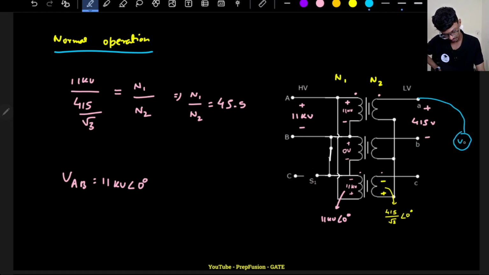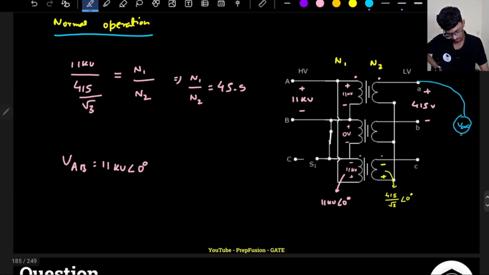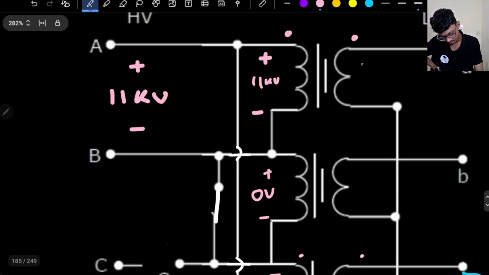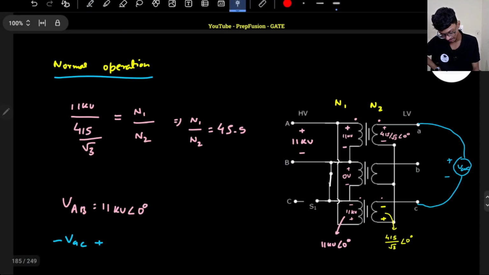Let me write this as VAC, the voltage between A and C, in magnitude. Let me connect the A and C phases and mark minus and plus. If I apply KVL, this will be minus VAC plus, remember this is also angle 0 degrees. Sorry, this is not the one actually. This value will be 415 divided by root 3 angle 0, because phase AB has angle 0, that's why this also will be angle 0.